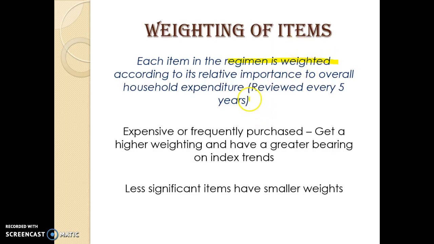And then these weightings are reviewed every 5 years because people's spending patterns change. So, alcohol and tobacco might have a weighting of 20% because we spent more on them in the past. Then their weighting might go down to 15% if it's a smaller percentage of the average household income. Expensive or frequently purchased products making up a high percentage of our income get a higher weighting, and therefore will affect inflation more if those prices go up. Less significant items will receive a smaller weighting. If their prices go up, it doesn't have as big of an impact on inflation.